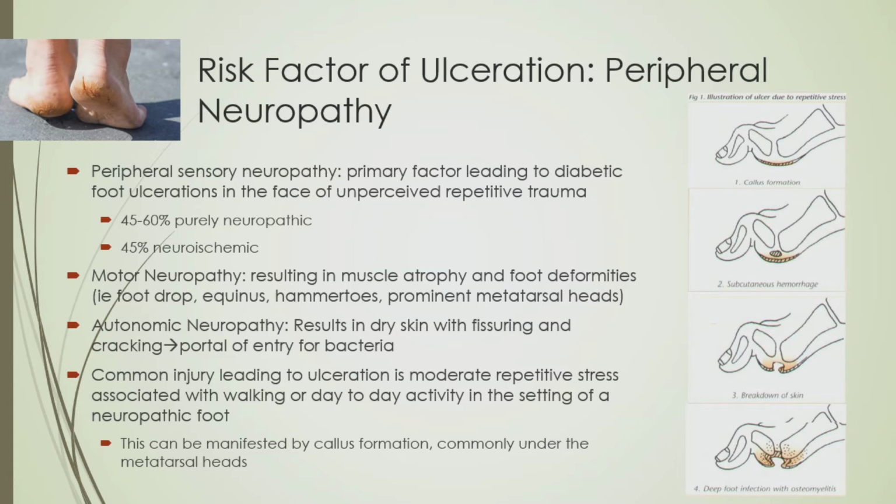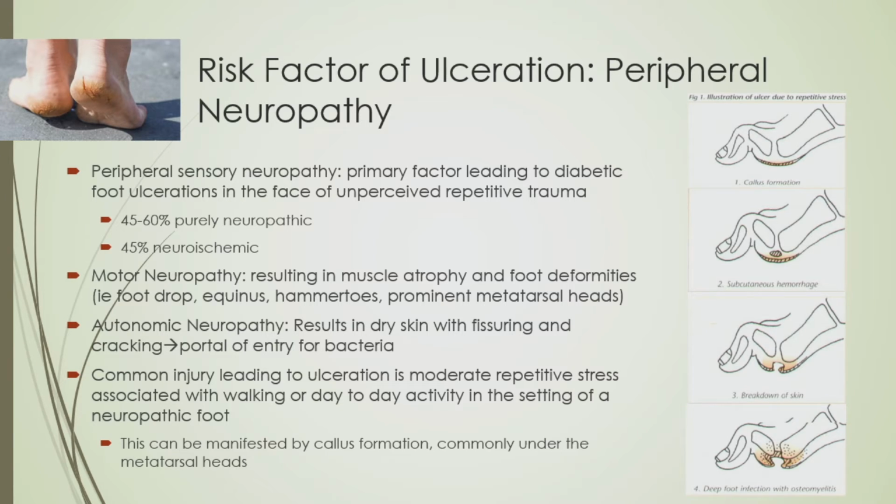Autonomic neuropathy results in dry skin, fissuring, and cracking, which is a portal of entry for bacteria and a greater cause of infection in this patient population. Common injury leading to ulcerations is moderate repetitive stress associated with walking and day-to-day activities in a setting of a neuropathic foot. These are manifested, like Dr. Solomon just mentioned, in callus formations. These calluses form underneath the metatarsal heads, and you can see here a simple callus turns into subcutaneous hemorrhage. That subcutaneous hemorrhage breaks down, the skin turns into an ulcer.